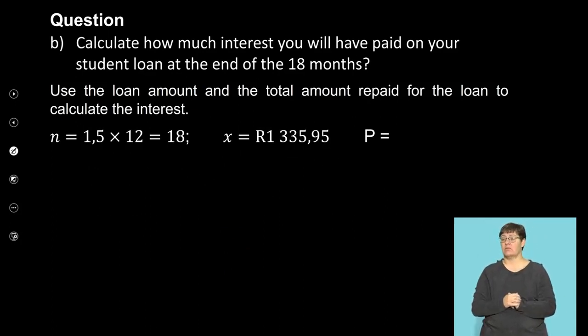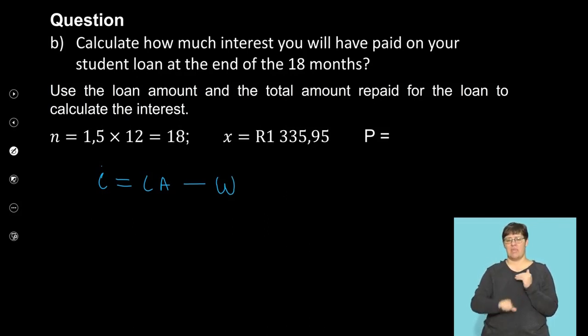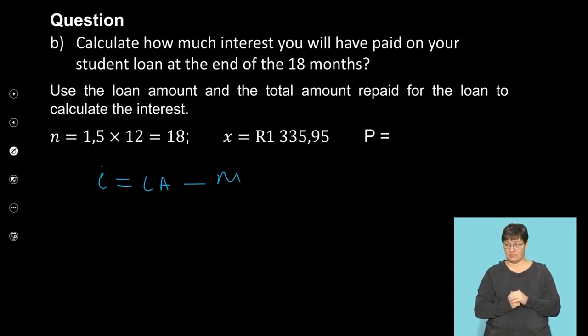The loan amount we know was, so the interest, I am going to say this equals the loan amount minus what you have paid, right? What you have paid, we can call it W, or monthly payments. So let me say MP, monthly payments, which is the same as X, right?